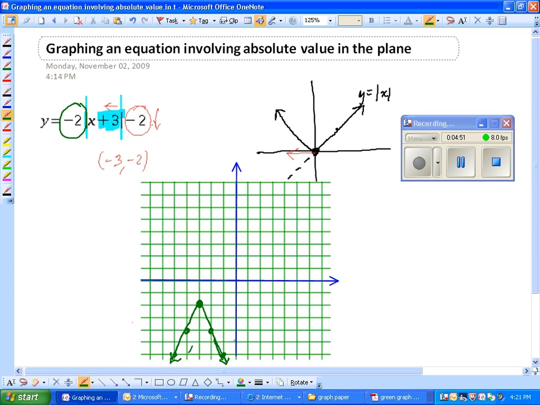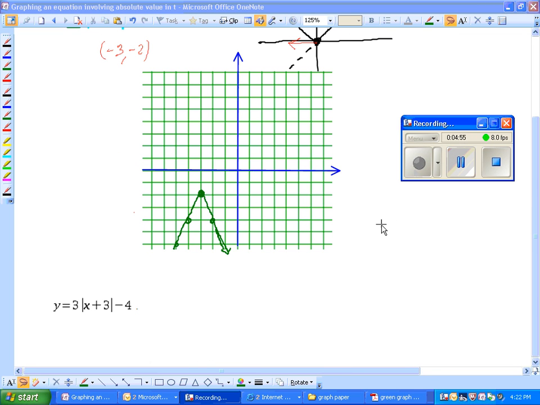You want to do one more? All right, so now we have this graph down here. Y equals 3 absolute value of x plus 3 minus 4. Where's the vertex going to be? It's going to be at negative 3 because this is going to shift it back 3. So it's going to be at negative 3 and negative 4. So there's the new vertex.